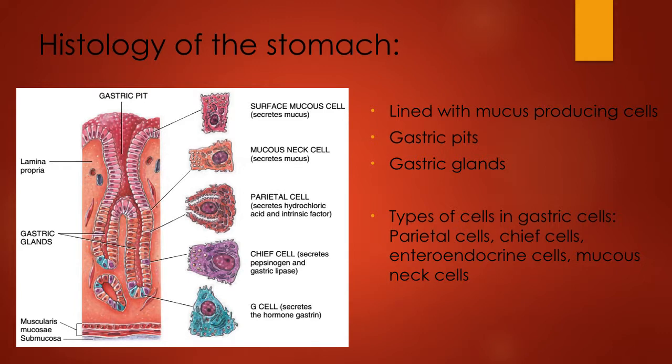It also contains chief cells, which make pepsinogen, which further turns into pepsin when put into hydrochloric acid. Then endocrine cells, which are gut endocrine cells that make hormones for the GI tract, and mucous neck cells, which make mucus.